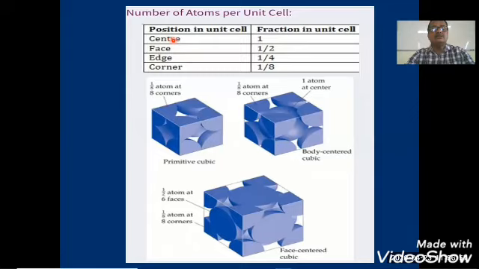So if a unit is at the center, its fraction in the unit cell is 1. If it is in the face center, it will be half. If it is at an edge, because each edge is shared by 4 unit cells, then the fraction of the unit per unit cell will be 1 by 4. And if the unit is at the corner, then per unit cell, its fraction will be 1 by 8.